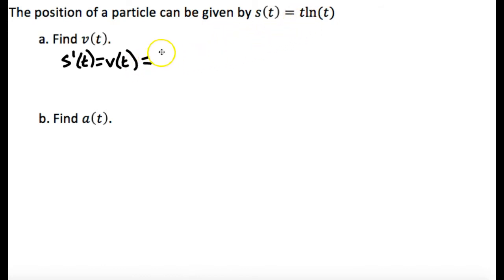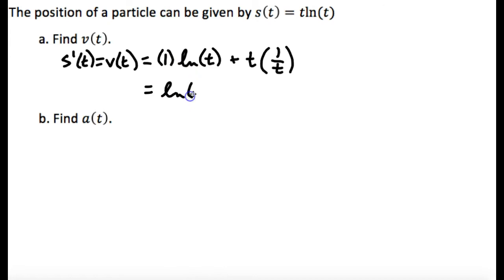So derivative of the first is just 1 times the second, so 1 times natural log of t, plus the first times the derivative of the second. So derivative of natural log of t is derivative of the inside over the inside. So we can simplify this quite a bit before I take my second derivative. This will just be natural log of t, and then t times 1 over t would be t over t, which is just 1.